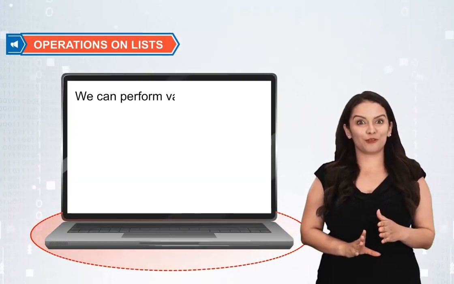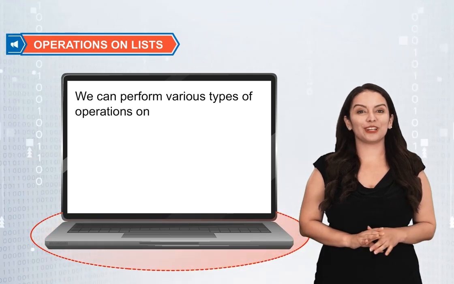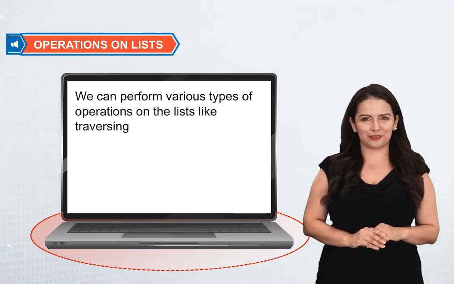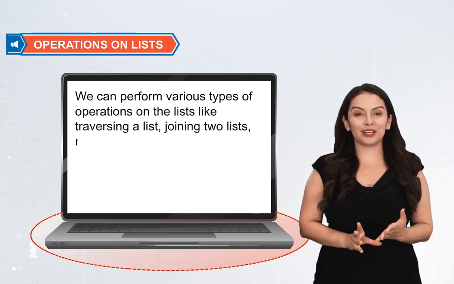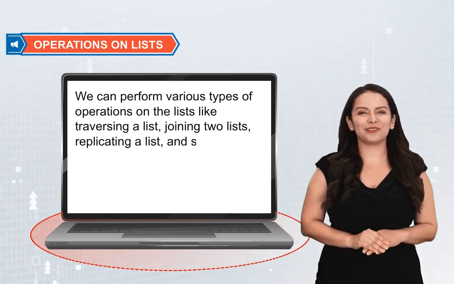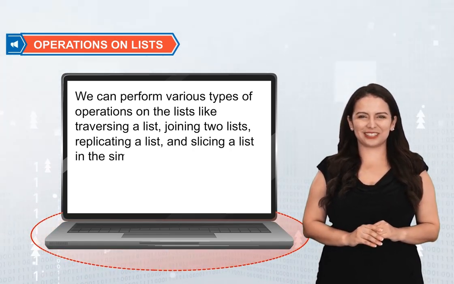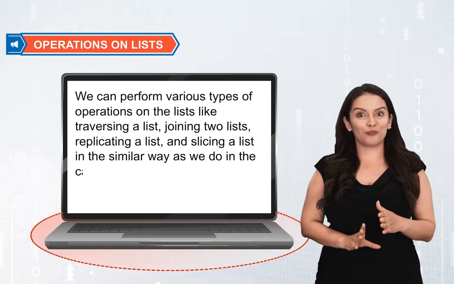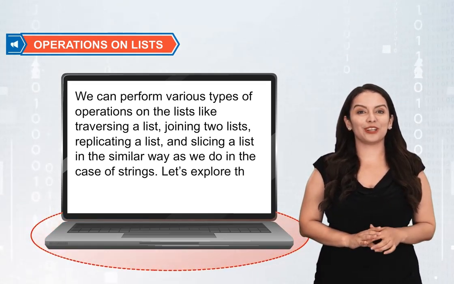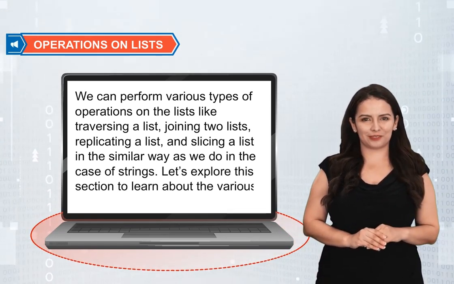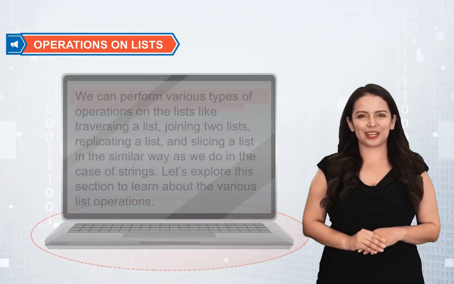We can perform various types of operations on lists like traversing a list, joining two lists, replicating a list, and slicing a list in a similar way as we do in the case of strings. Let's explore this section to learn about the various list operations.